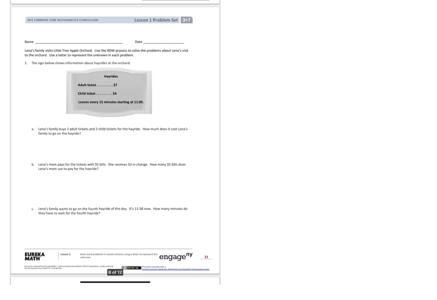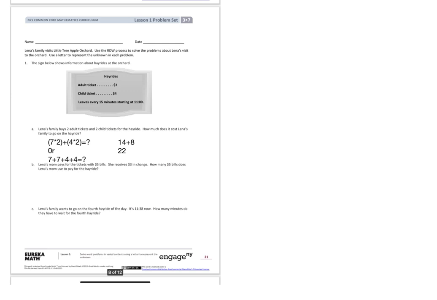So we are trying to figure out how much money Lana's family spent on tickets to get onto this hayride. We know that 7 times 2, or 7 plus 7, is 14. And then 4 times 2, or 4 plus 4, equals 8. So 14 plus 8 equals 22. So Lana's family spent $22 to get onto the hayride.